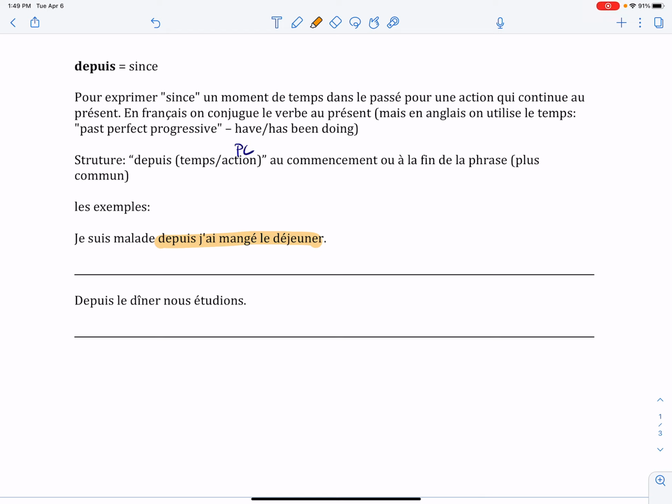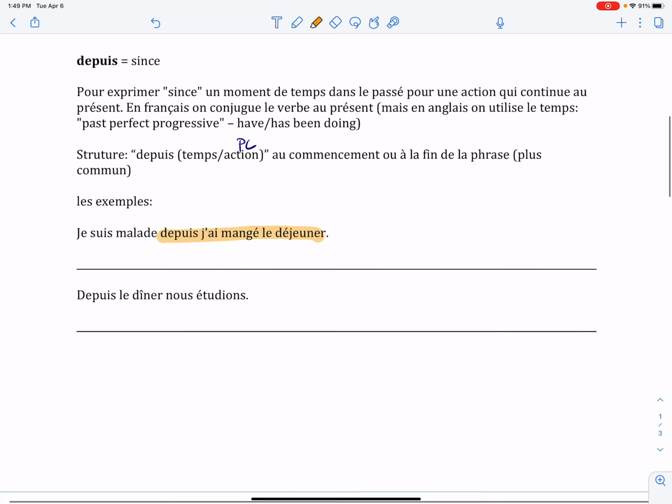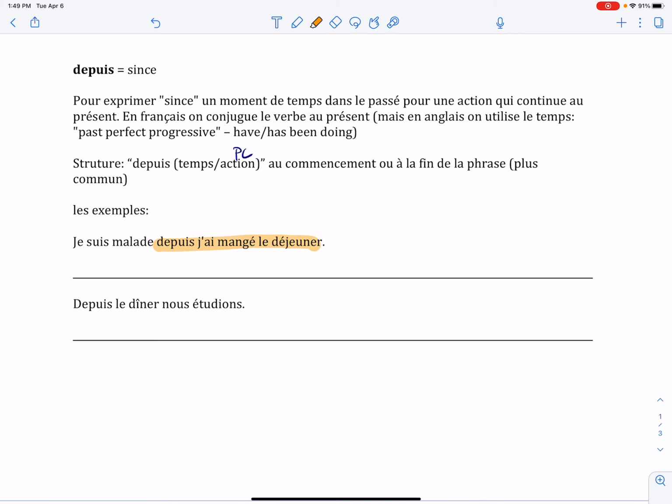So the first example here uses since in action and is placed at the end of the sentence. Je suis malade depuis j'ai mangé le dîner. I have been sick since I ate the lunch. So that's an action, that's something happened. I ate lunch. That's in the passé composé. Oops, wrong pen. And je suis malade is in the present tense. Okay, I have been sick.